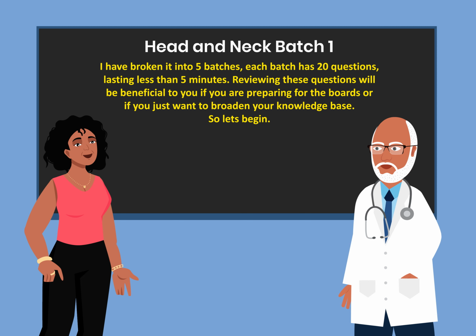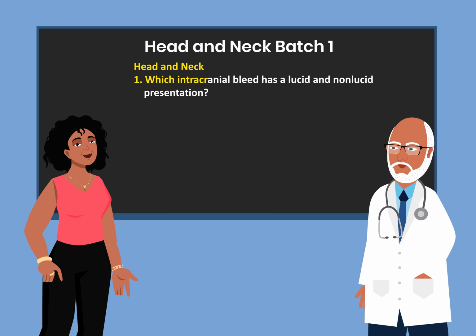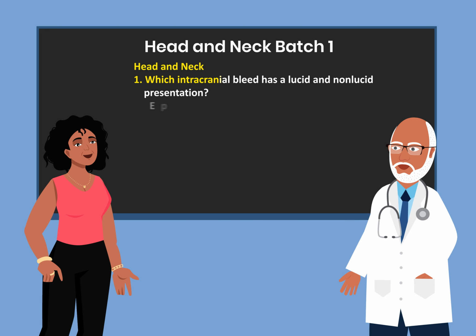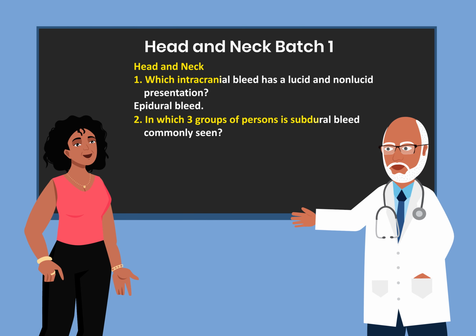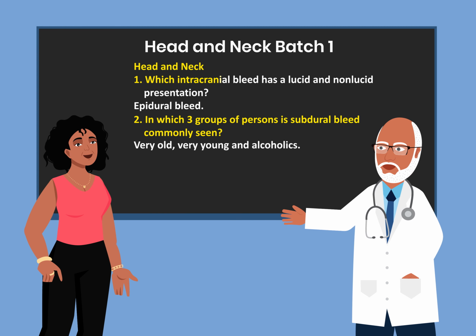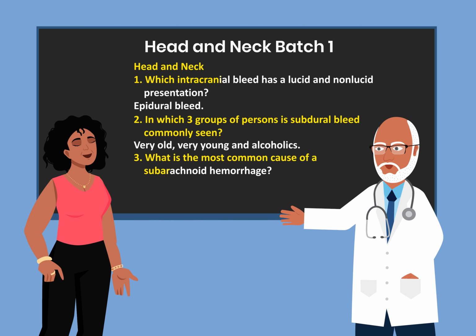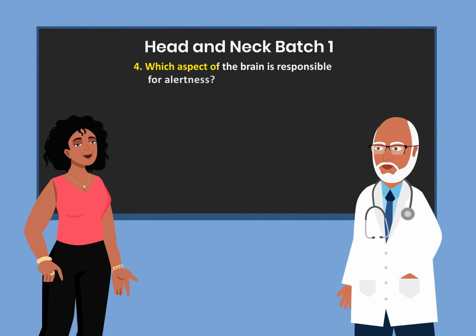So let's begin. Which intracranial bleed has a lucid and non-lucid presentation? Epidural bleed. In which 3 groups of persons is subdural bleed commonly seen? Very old, very young, and alcoholics. What is the most common cause of a subarachnoid hemorrhage? Ruptured aneurysm. Which aspect of the brain is responsible for alertness?